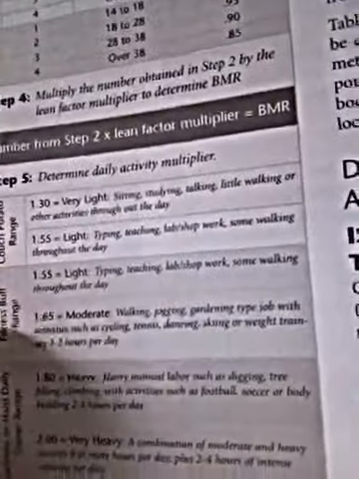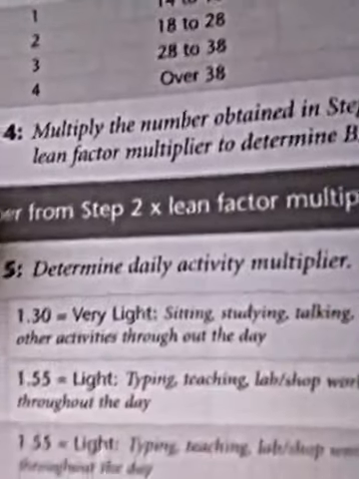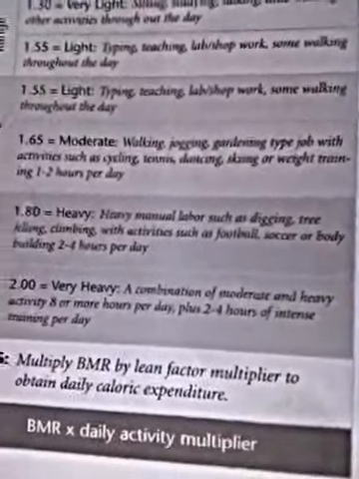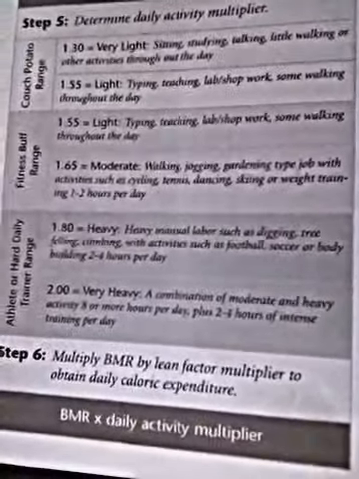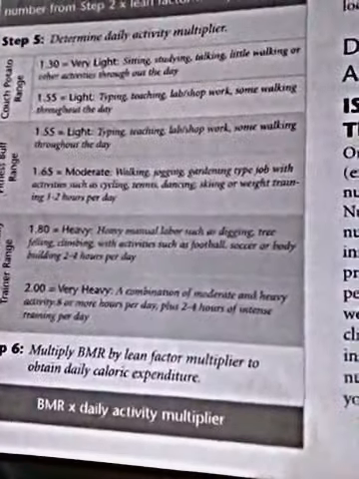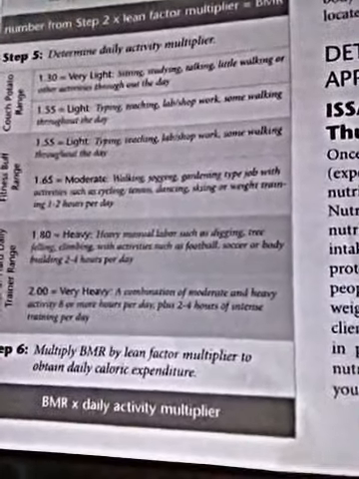So you find out whatever fits you best, I guess. Oh, could you see this? Hopefully you can. And then for step 6, you multiply BMR by the activity multiplier to obtain daily caloric expenditure. So your BMR times the daily activity multiplier gives you how many calories you would need throughout the day, or how many calories you actually burn throughout the day.